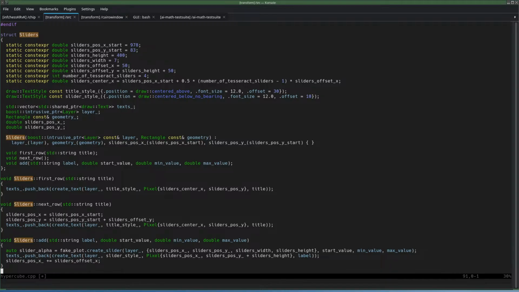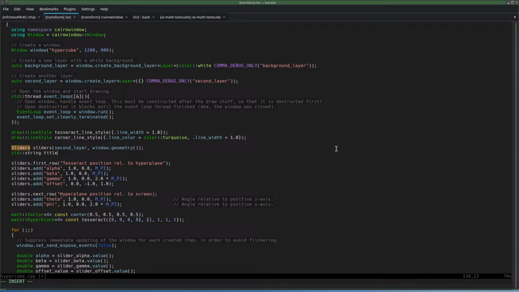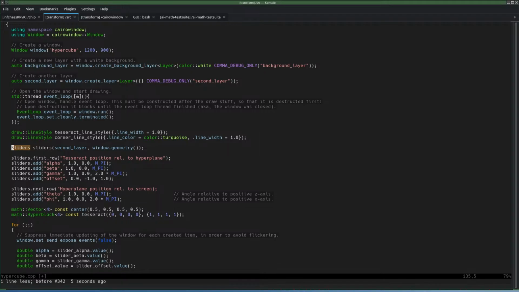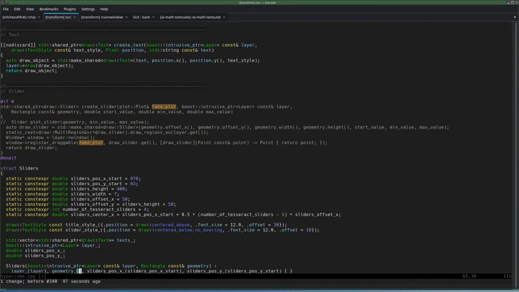Geometry. We pass the geometry to sliders and I store it in the geometry. Yeah, well, maybe I shouldn't. I just want to... Oh, I still have that in my... I don't have it anymore. Totally lost my fake plots.